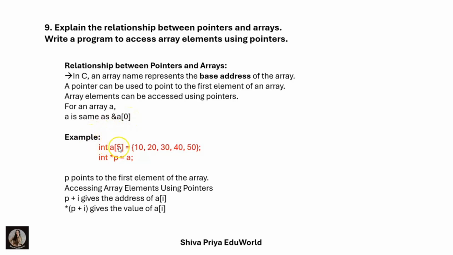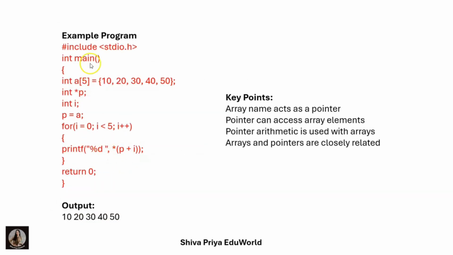For example, int a of 5, which means I have 5 elements: 10, 20, 30, 40, 50. Int asterisk p is equal to a. Here you can see p points to the first element of the array, that is 10. And accessing array elements using pointers, p plus i gives the address of a of i, and asterisk p plus i gives the value of a of i. For better understanding, let us see an example.